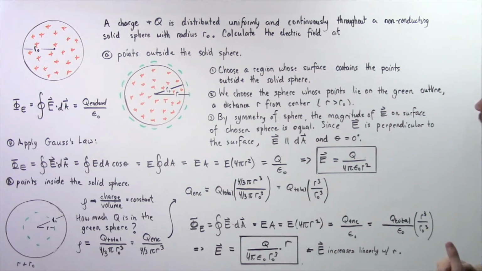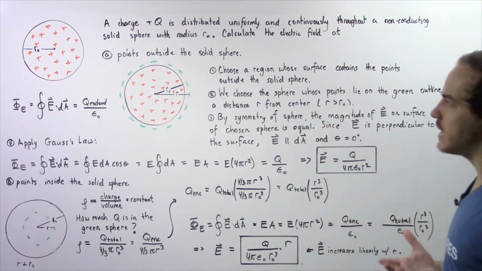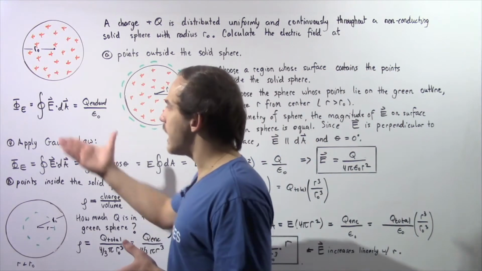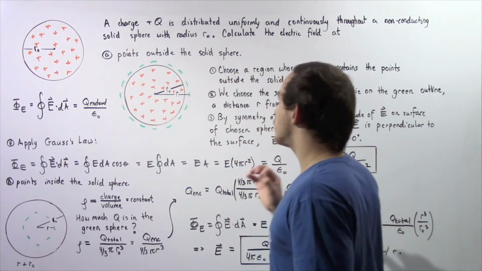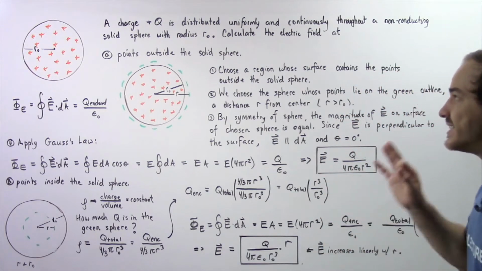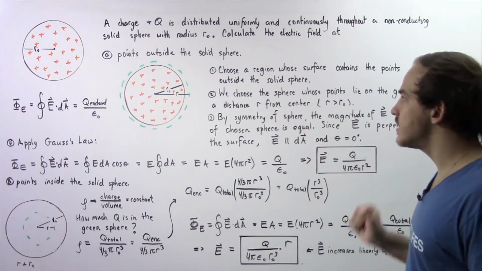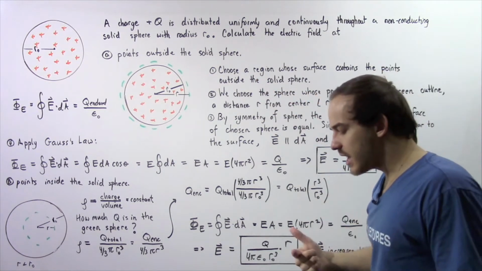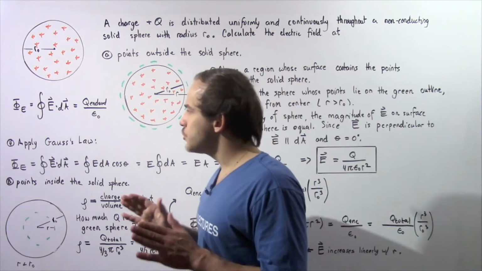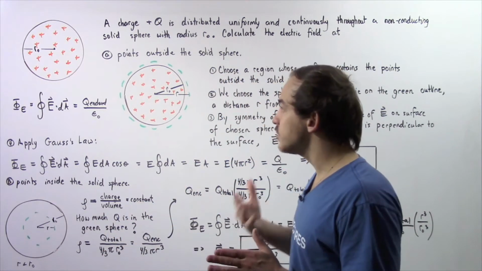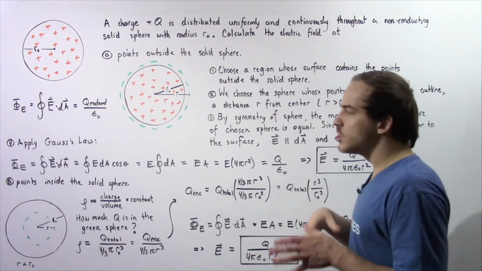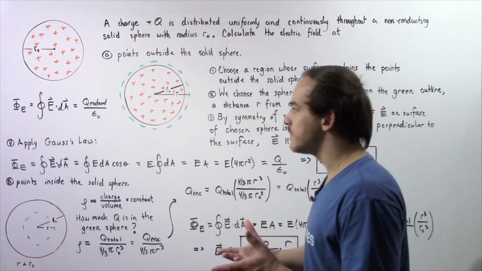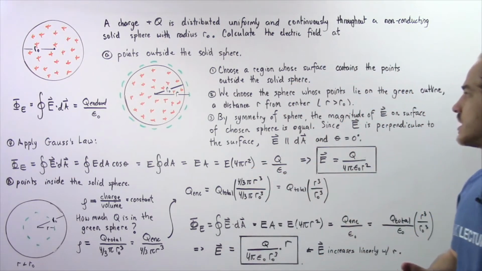Now let's begin with part A. Calculate the electric field at points outside the solid sphere. So to essentially apply this law, we have to choose a certain region whose surface contains the points that we are studying. So we choose a region whose surface contains the points found outside the solid sphere. Now we can choose any region whatsoever, but we're going to choose a spherical region so that there's symmetry. And symmetry will allow us to simplify some things, as we'll see in just a moment.